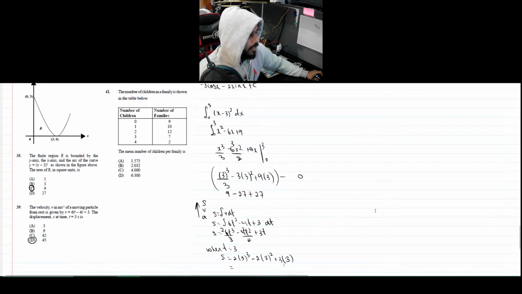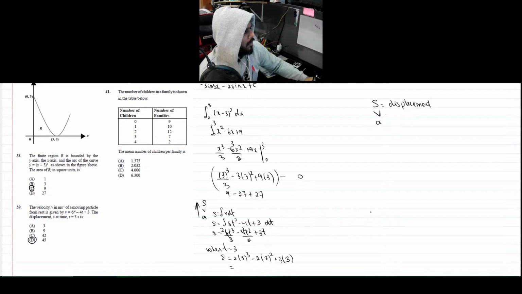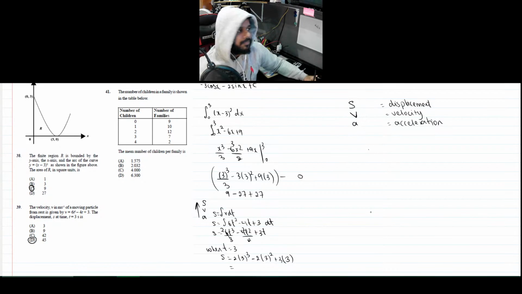Let me explain SVA real quick. If I have S, this is displacement. This is velocity. And this is acceleration. All three are related by calculus. So the rules say if I have any one of these, I can get any of the others. If I'm going down, I am differentiating with respect to t. And if I'm going up, I'm integrating with respect to t. I explained this earlier on in the video.